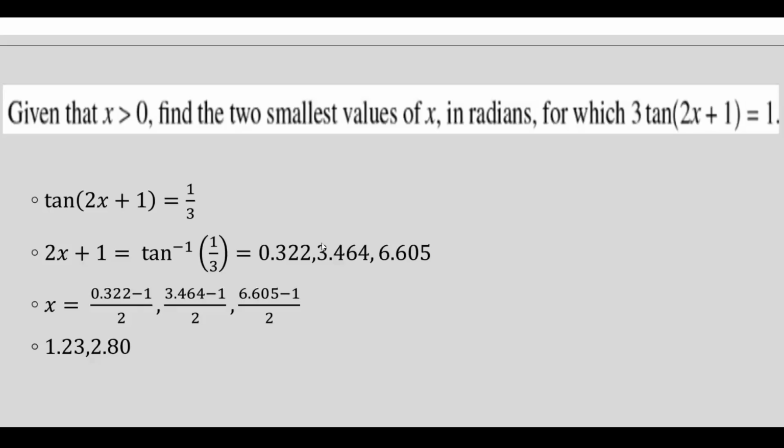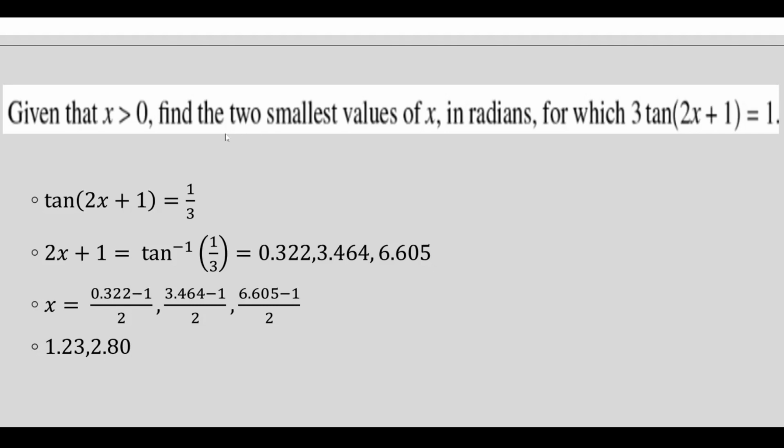In the previous tutorial, I showed you how to solve the following question. Given that x was bigger than 0, find the two smallest values of x in radians for which 3 tan 2x plus 1 was equal to 1. And we went through the solution process.